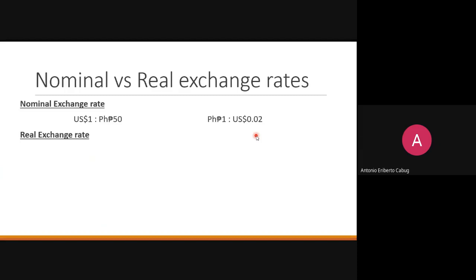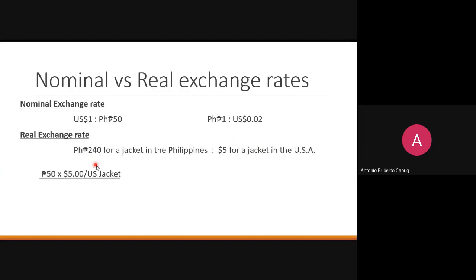Real exchange rates, on the other hand, would involve a product or a basket of products. If, say, for example, the cost of a jacket is 240 pesos in the Philippines, and that same jacket in the US would cost $5, 50 times $5 per US jacket, that's 250 pesos, divided by 240 pesos of each Philippine jacket, there would be 1.04 Philippine jackets for every 1 USA jacket. Okay ba?